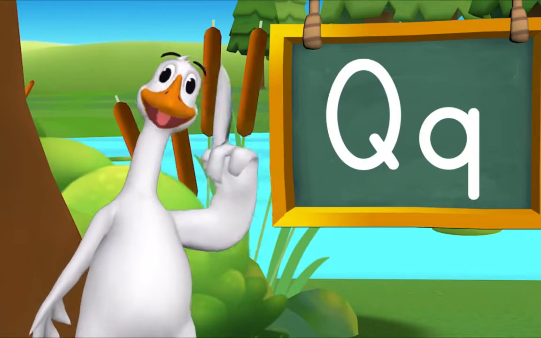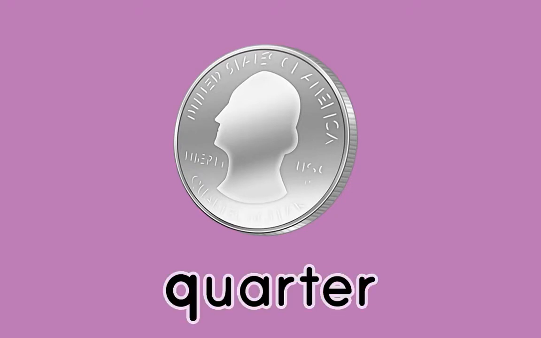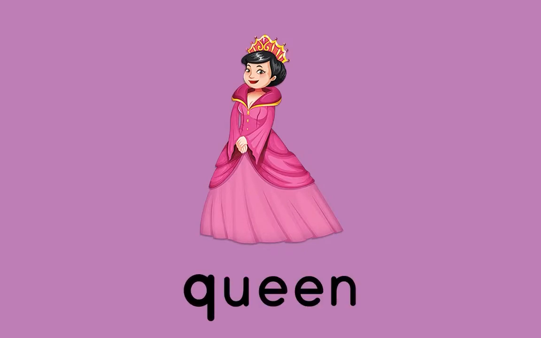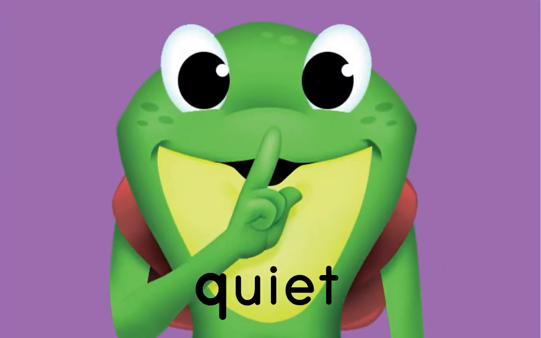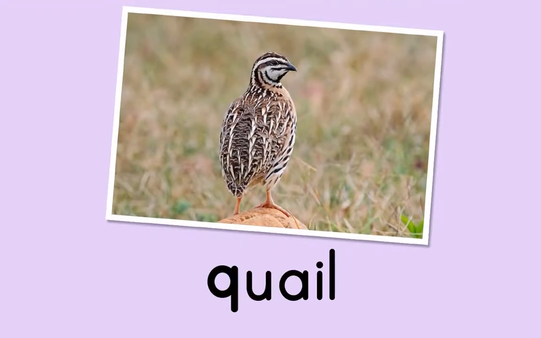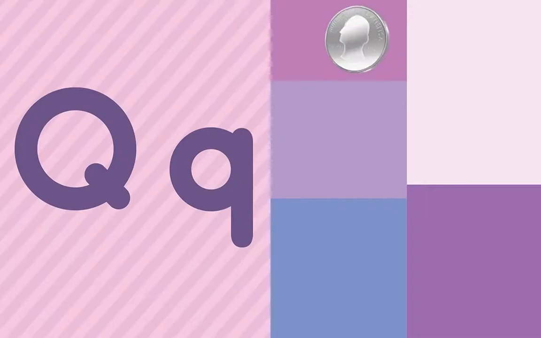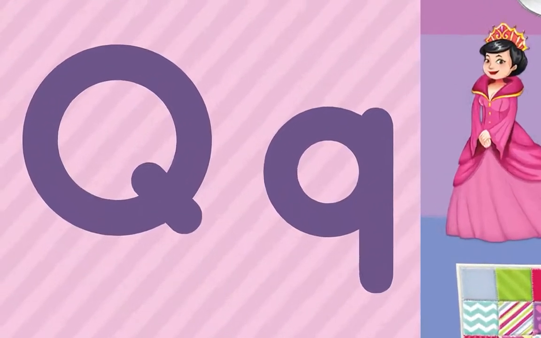Here are more things that begin with Q. Quarter. Queen. Qu, qu, queen. Quilt. Qu, qu, quilt. Quiet. Qu, qu, quiet. Quail. Qu, qu, quail. What letter do all these words start with? Q. That's right, the letter Q.